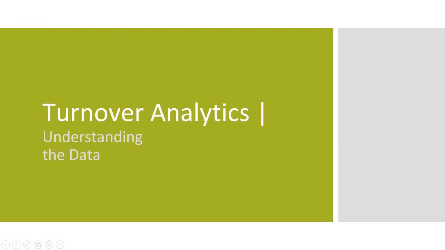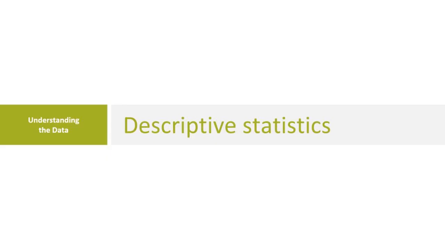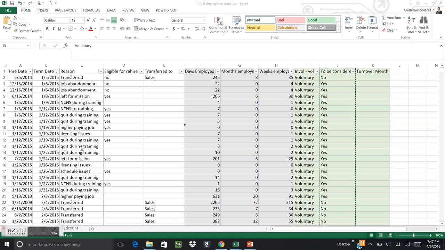We're going to analyze turnover information. In this section, we're going to start with descriptive statistics, and we're going to use Excel for this purpose. Here is the information provided by the company. The variables in white are the information that they provided.